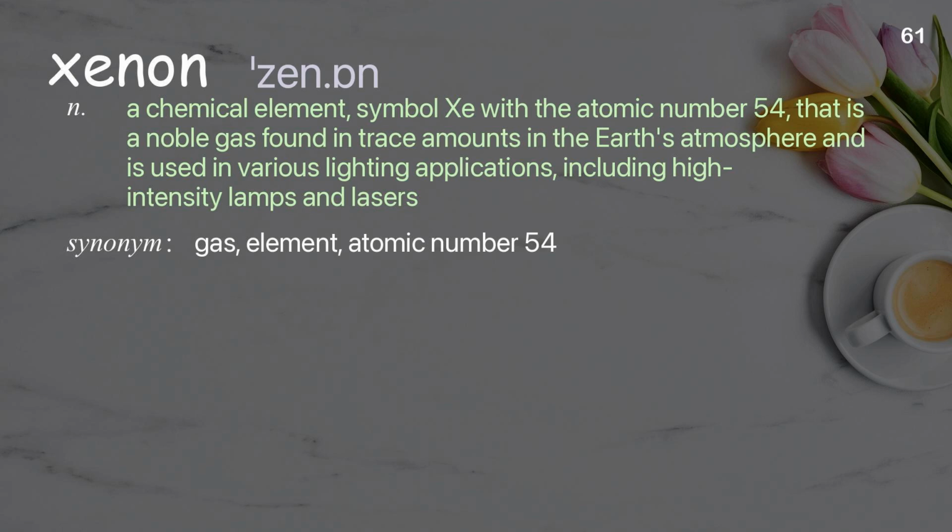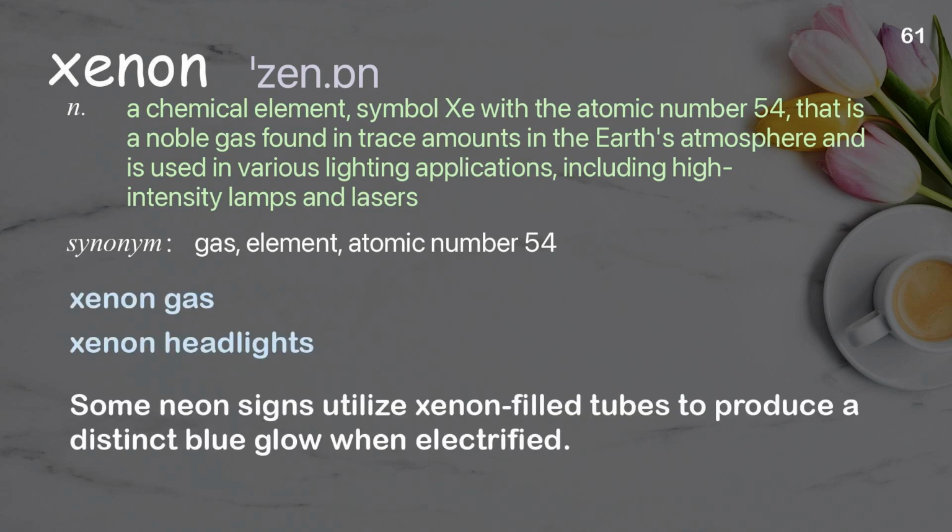Xenon. A chemical element, symbol Xe, with the atomic number 54, that is a noble gas found in trace amounts in the Earth's atmosphere and is used in various lighting applications, including high-intensity lamps and lasers. Examples: Xenon gas. Xenon headlights. Some neon signs utilize xenon-filled tubes to produce a distinct blue glow when electrified.